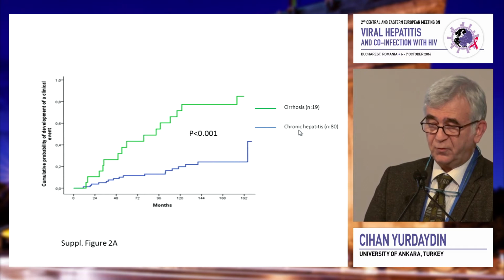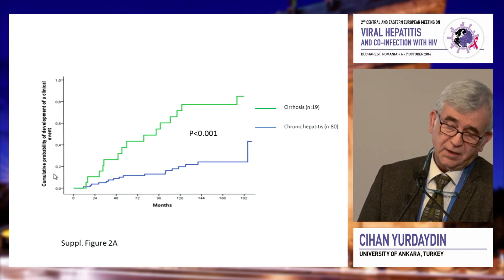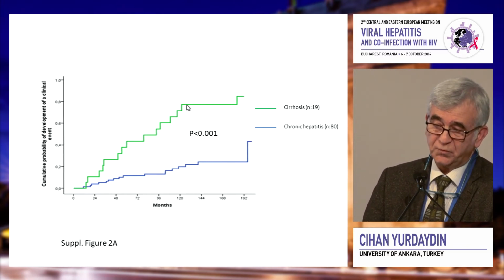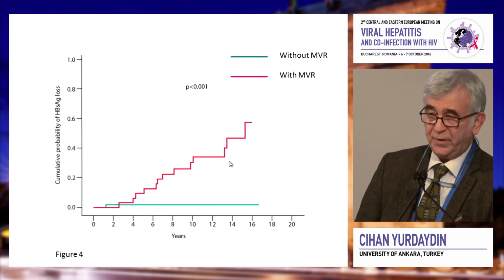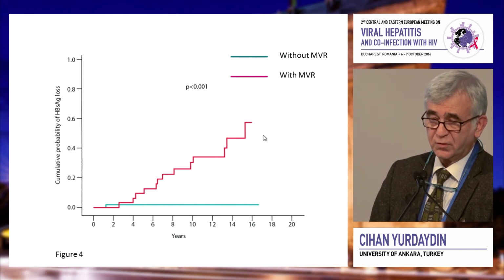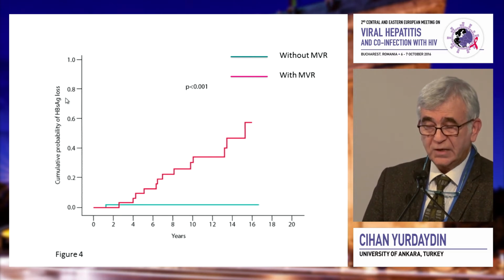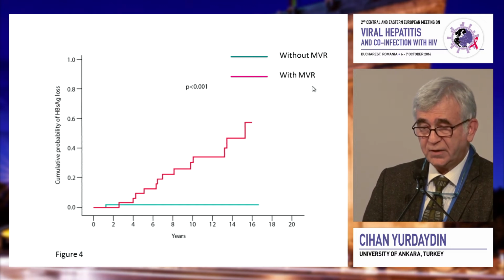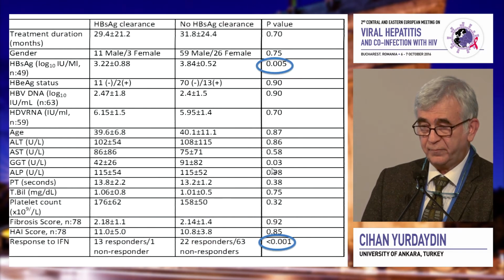Just to give you an example of cirrhosis versus chronic hepatitis, as you can see, development of a clinical event was much more often seen with cirrhotic patients compared to non-cirrhotic patients. But patients who had a maintained virologic response on long-term follow-up were also more likely to have cleared surface antigen. 38% of patients who had a maintained virologic response had cleared surface antigen in the long run.